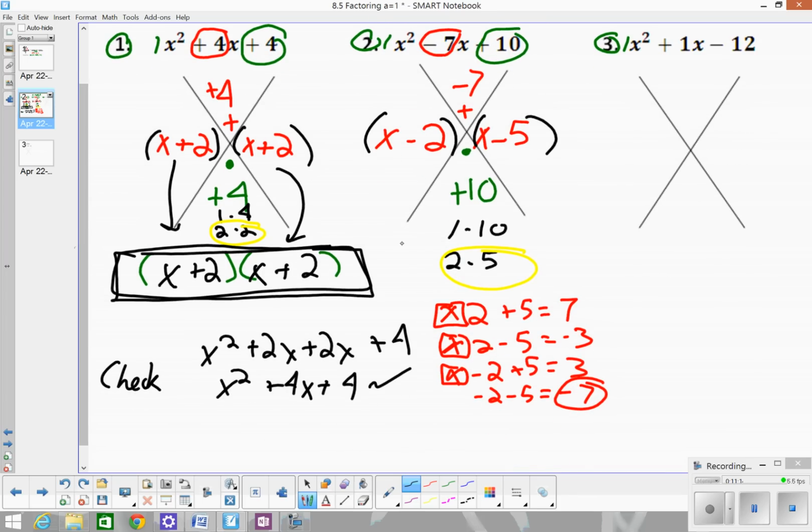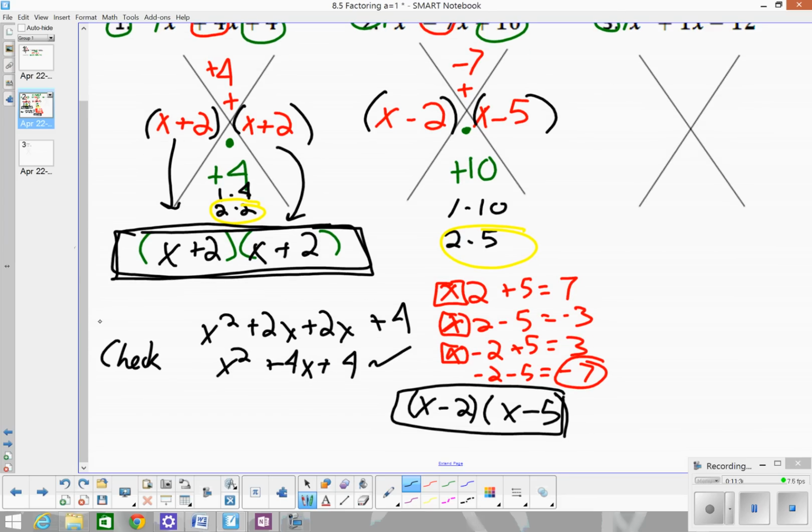So I'm going to put my answer all the way down here. So it's going to be x minus 2 and x minus 5. And that's going to be my answer. Like I said, you could always go ahead and check, and it should give you what you started with, x squared minus 7x plus 10. Okay, good.